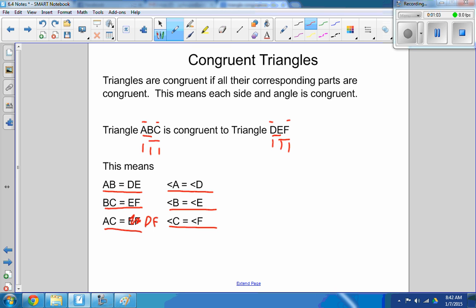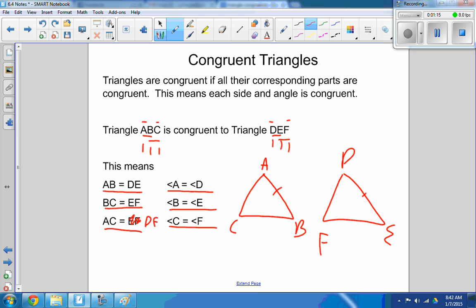So if I drew those out, A, B, C, D, E, F, congruent, congruent, congruent, and then the angles are congruent here as well. So triangles are congruent if every single part of both triangles are congruent to each other.